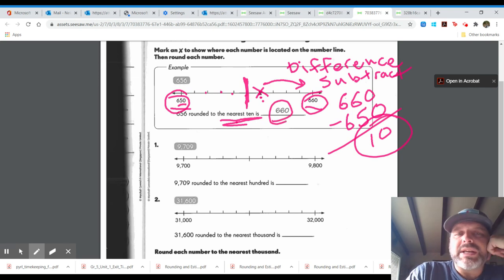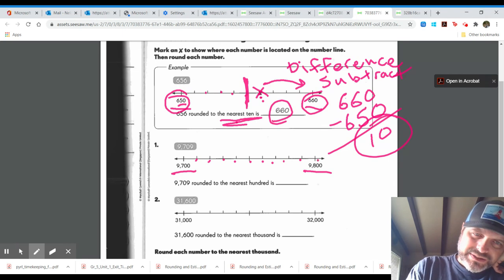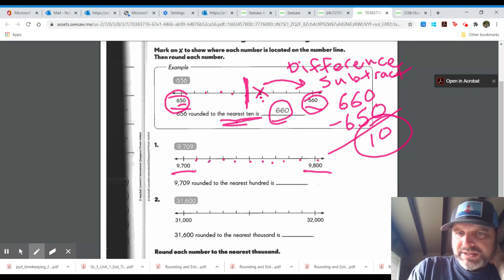So here they're giving you 9,700 and 9,800, okay? And it says 9,709 rounded to the nearest 100. So we're looking at hundreds. There's 1, 2, 3, 4, 5, 6, 7, 8, 9, 10. There's 10 places. And the difference between 9,700 and 9,800, let's find out. I want to find out the difference because I want to know how many numbers are in between.